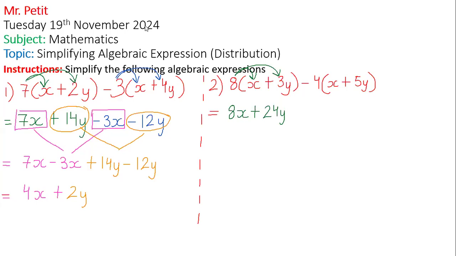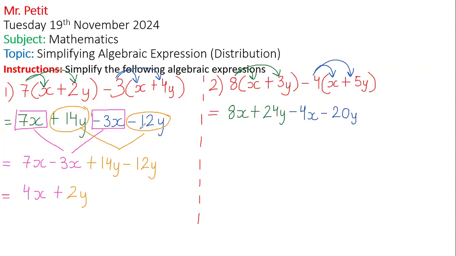And what else are we going to do, class? Negative 4 multiplied by x. That should be negative 4x. Let me change this color. So it's going to be blue. We have negative 4 multiplied by x, which is negative 4x. And then we have negative 4 multiplied by y... by 5y, which gives us negative 20y.